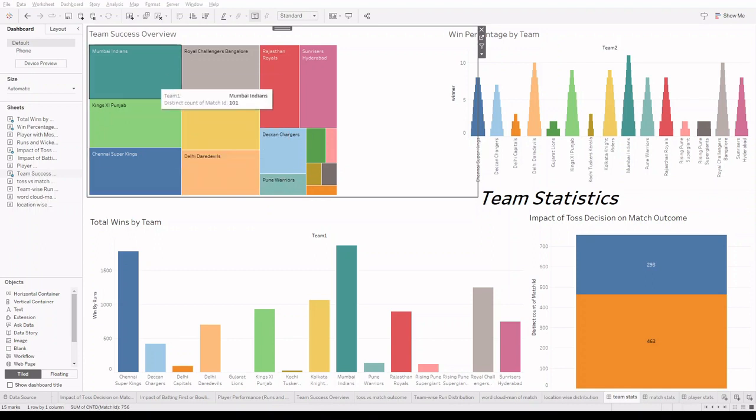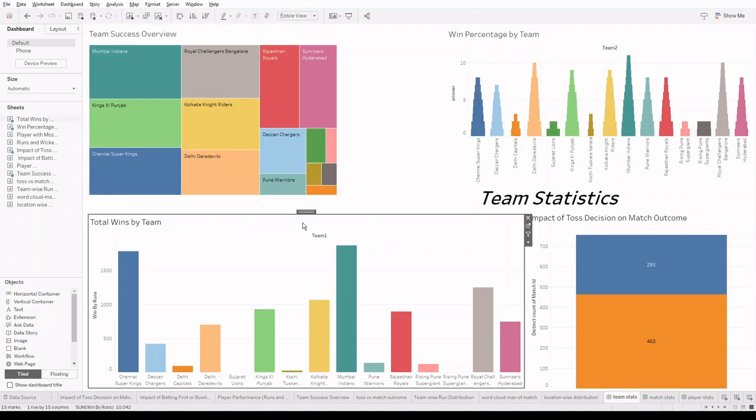Mumbai Indians, Kings XI Punjab and Chennai Super Kings are maintaining their performances through those years. If you come to the chart below, this resembles the total number of wins, like the total number of matches won by a team.